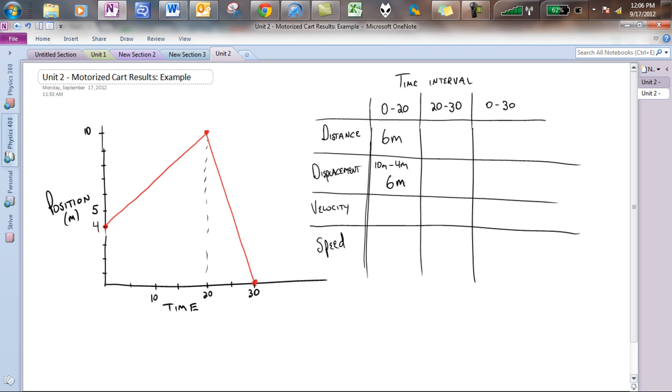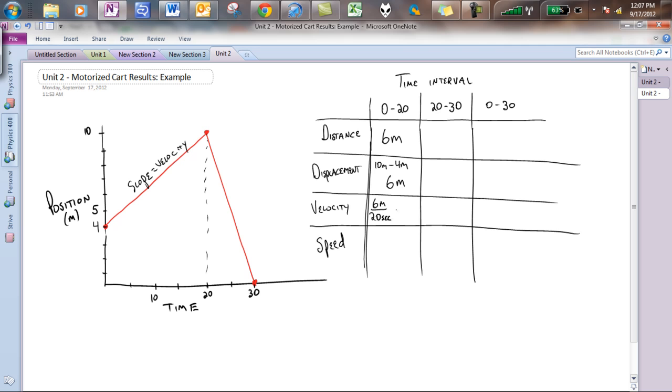Velocity. In this case, we have the slope of this line. So remember, the slope is equal to our velocity. All I'm going to be doing is taking the rise over the run. I just learned my rise is going to be 6 meters, and I'm going to divide it by the run, which is 20 seconds.